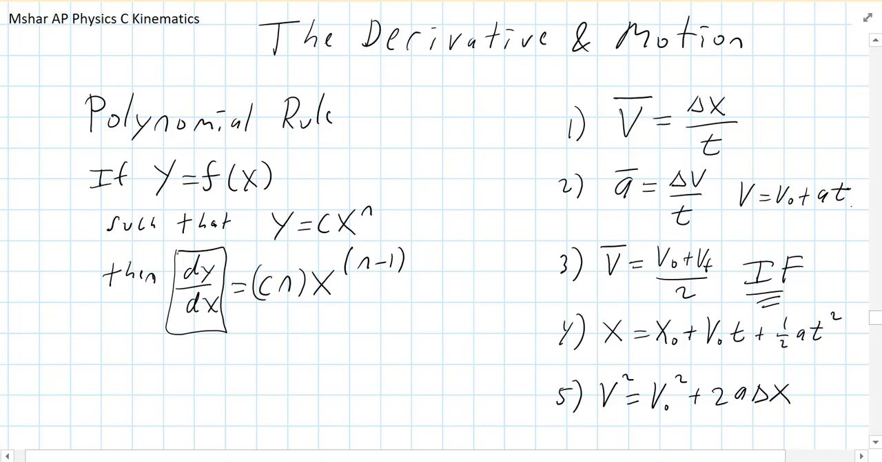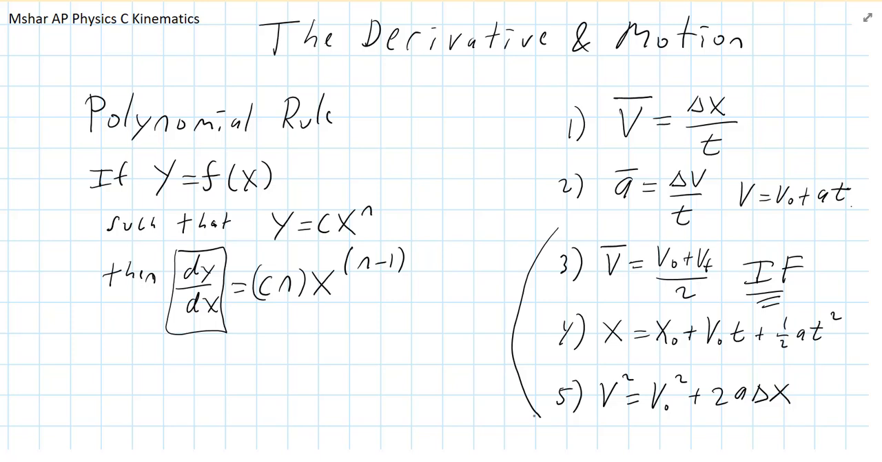Okay. Now on the right side, I've written down our 5 equations of motion, and I'm going to talk about that as we go here. So the first 2 equations, the definition of average velocity and the definition of average acceleration, those are always true, okay? The last 3, though, are only true if, and that's why I have that big if written over there, if we have constant acceleration. So what we're going to talk about today is what if you don't have constant acceleration? Okay, so if you need a second to pause the video, now would be a good time and write that stuff down.